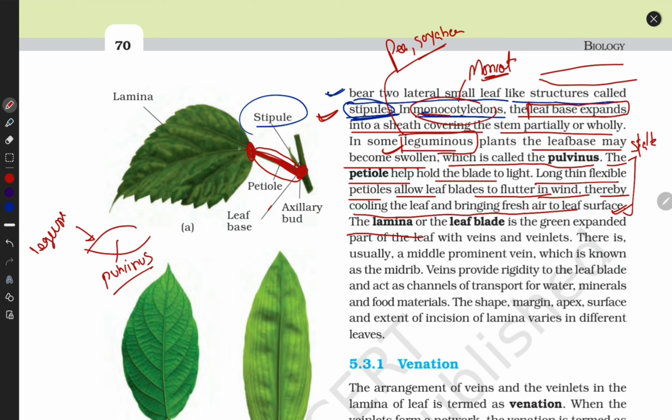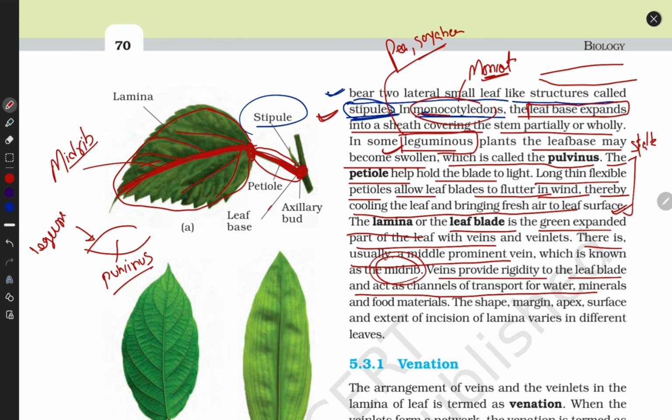The lamina, the whole lamina part. The lamina or leaf blade is the green expanded part of the leaf with veins. Look here, veins. There is usually a midrib. This is the midrib, the main vein, at the center. We call it the midrib. Veins provide rigidity to the leaf blade and act as channels for transport of water. Veins are helpful for what? Transportation. In humans, it may be blood. In plants, it may be water and some ions.